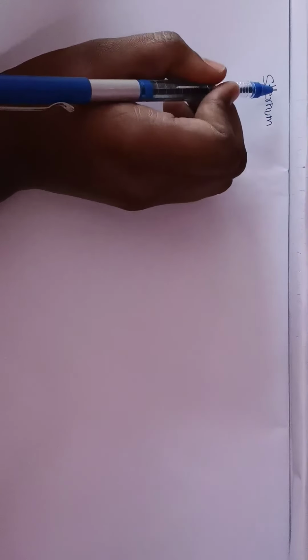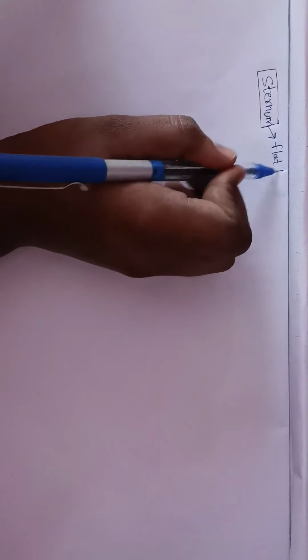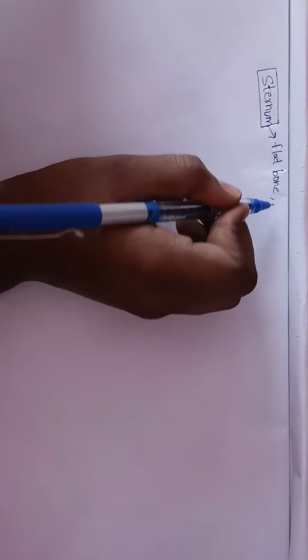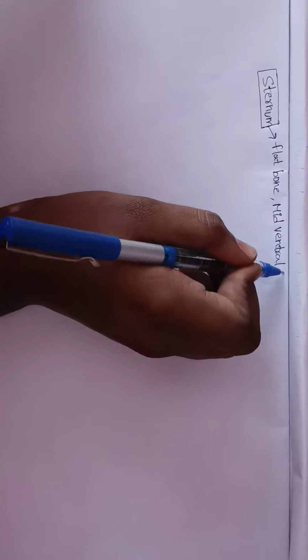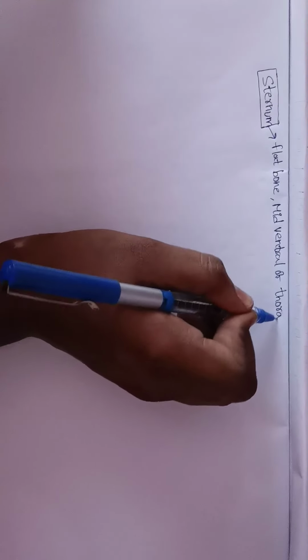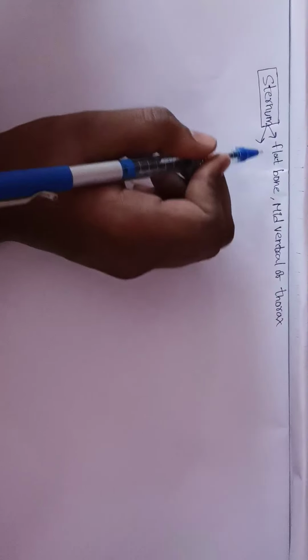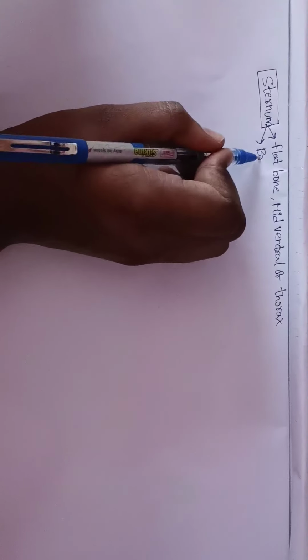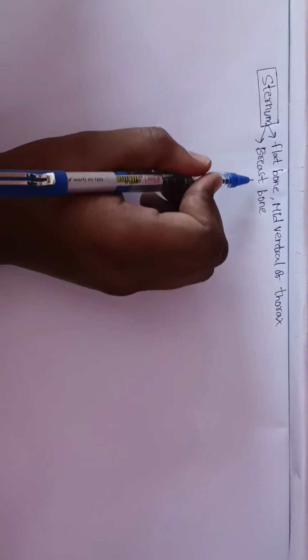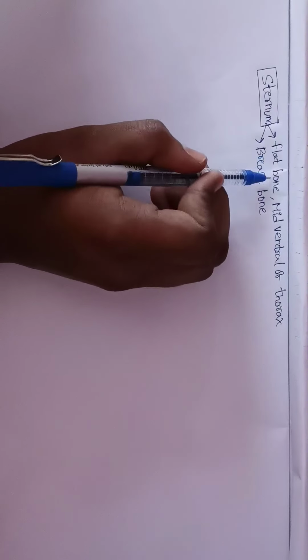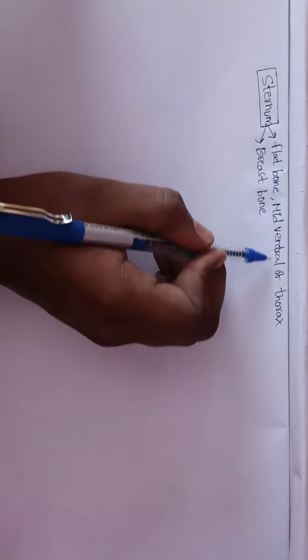Sternum. Sternum is a flat bone located on the mid-ventral line of thorax. The sternum is also called the breastbone. It is a flat bone located on the mid-ventral line of thorax.